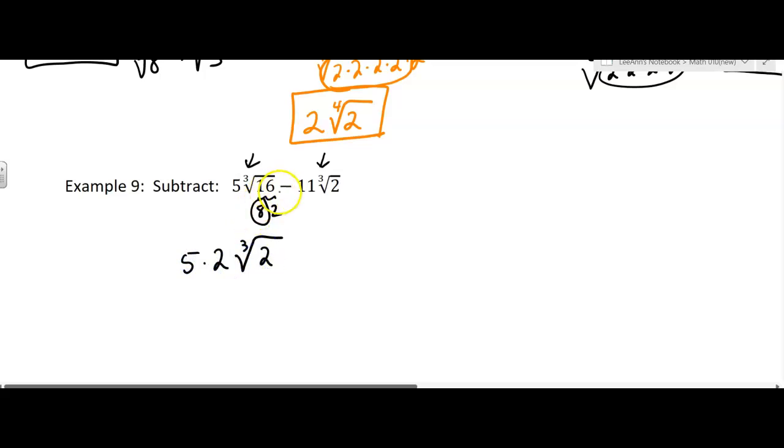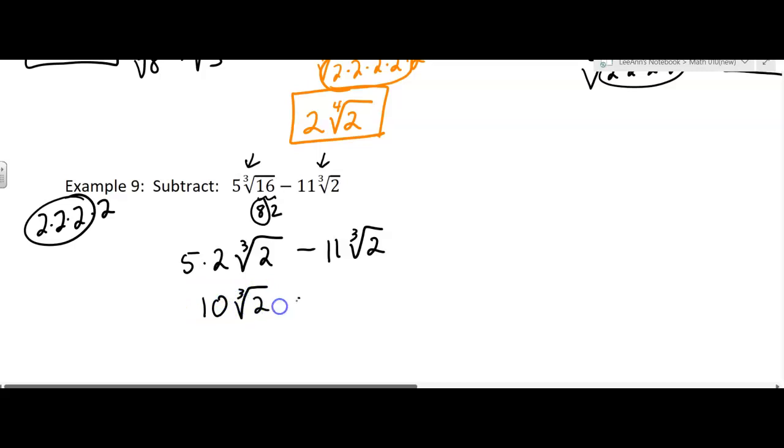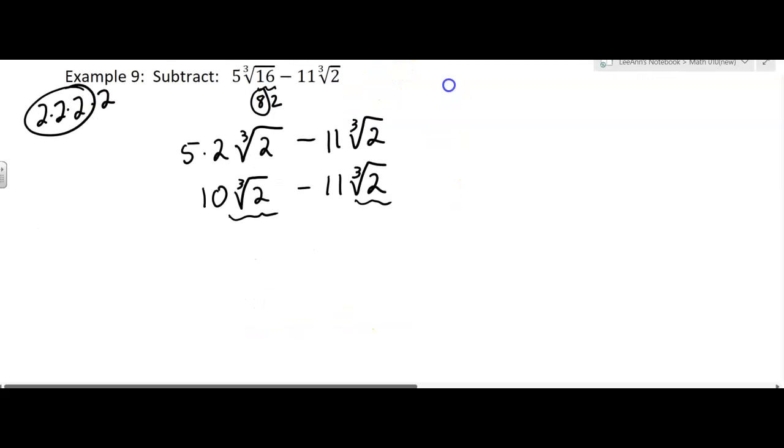You could do, 16 is 2 times 2 times 2 times 2. We've done that one a few times already just in this video. And there's the 2 that you're getting out, minus 11 times the cubed root of 2. I'm not going to do anything there because 2 isn't going to break down. It's just 2. So I have 10 cubed root 2 minus 11 cubed root 2. So now I can combine them because the radical part is the same. All right, so 10 minus 11, that's a negative. You can put a 1, but we don't usually write it. Cubed root 2.